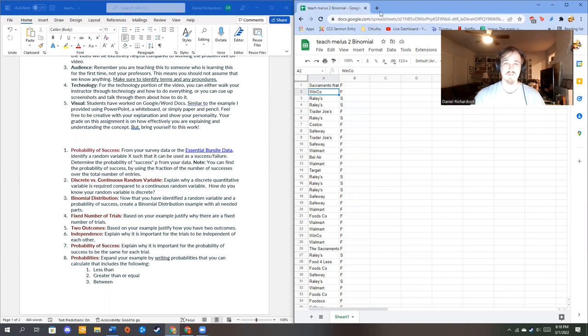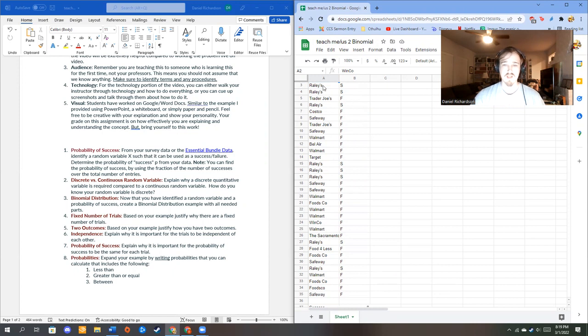On this spreadsheet, I inputted the data. So I copied the data and I pasted it here. And I proceeded to mark through and mark all failures with an F and all successes with an S.